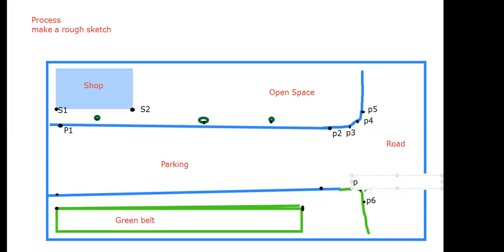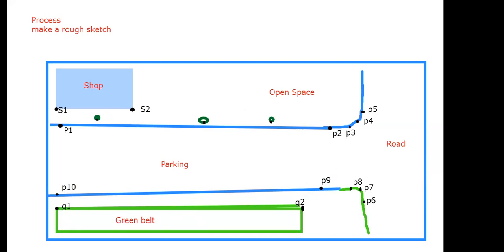P8, P9, and P10. Then this is the green belt. So for green belt, we will name this as G1 and this as G2. Okay, now the rough sketch making is complete.